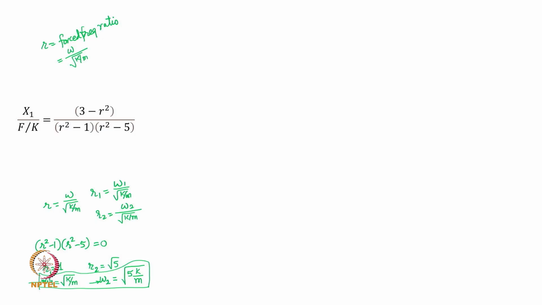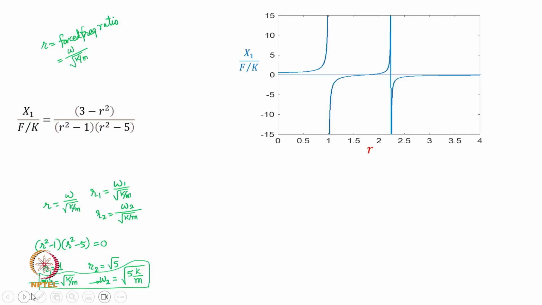What do you expect now? You expect two resonances because there are two resonant frequencies, right? So if I plot this x1, x1 by f by k, that is basically making it dimensionless, as a function of the frequency ratio, I will get this response.